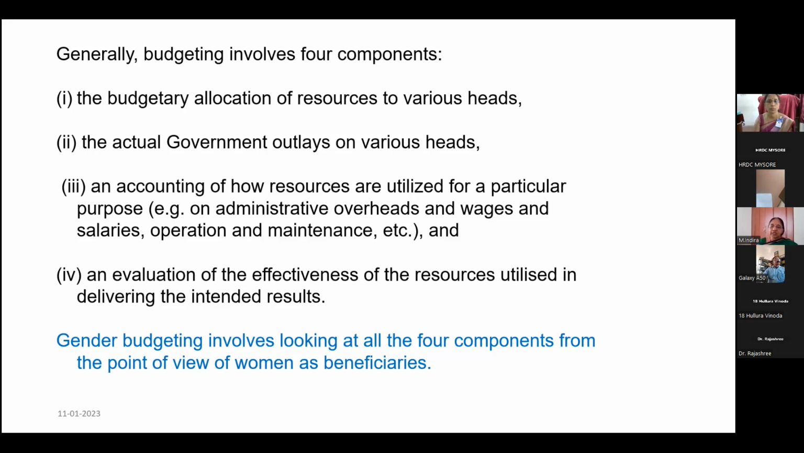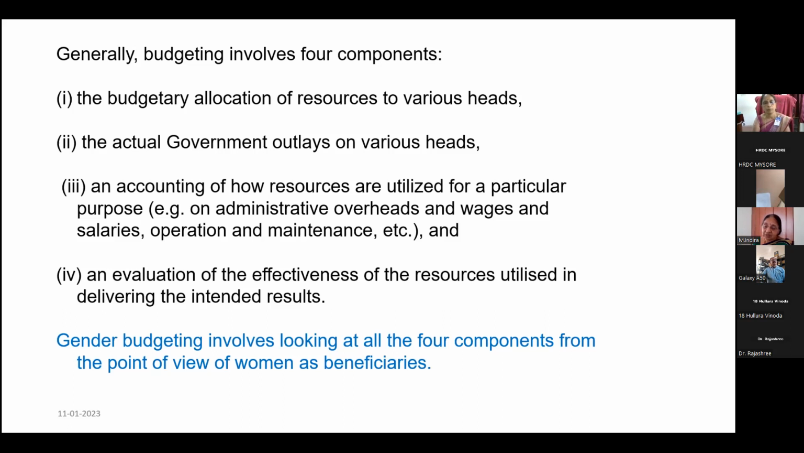But in gender budgeting, we look at all the four components from the point of view of women as beneficiaries, whether women are included, whether money has gone into the heads where women are, for example, the women and child welfare department. So in the women and child welfare department, there are more schemes for women, exclusive women programs. So whether more money has gone into that or not, and how much money is actually spent there, and how it has been utilized. So whether the program has got more or administration has got more, how much it is spent.